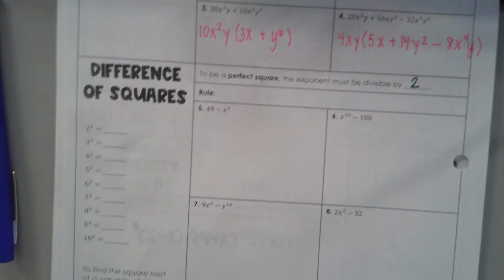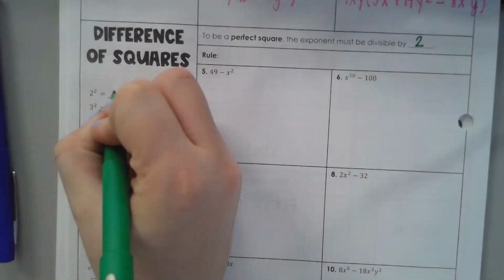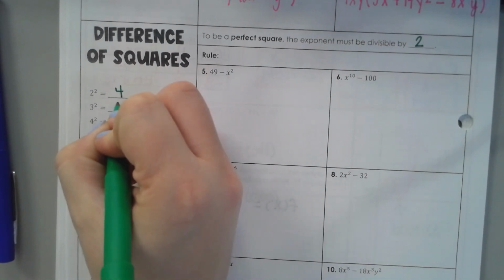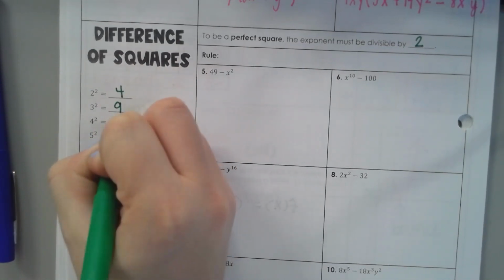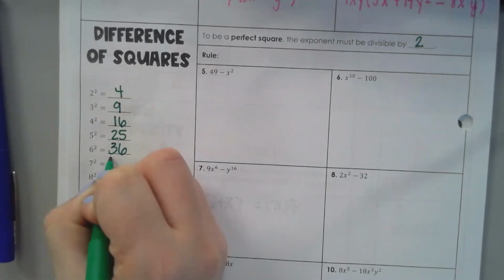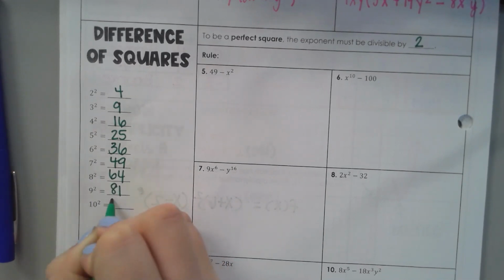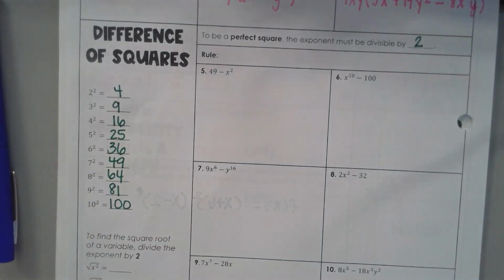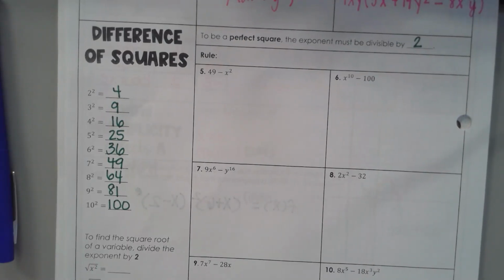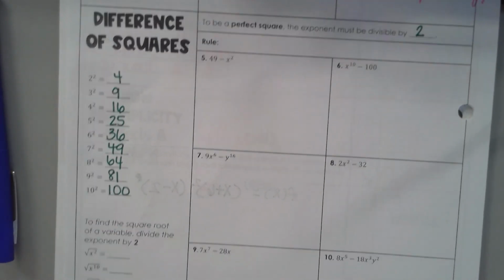So let's go over here on the side and just list out some perfect squares, just to help us. 2 squared is, next one, 4 squared, 5 squared, next, keep going, 100, good. So if I say, what's the square root of 100, you would say 10. Because 10 times 10 is 100. That's what makes it a perfect square. That's how you do square roots.